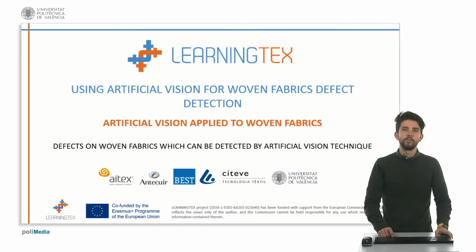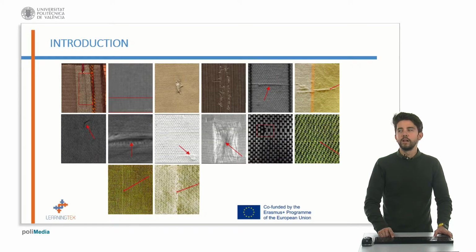Hello, once we have known the characteristics and singularities of woven fabrics, in this lesson we are going to explain the main defects that can be detected and processed by artificial vision technique. As can be seen in the images on the slide, in the textile sector, especially in the weaving process, some defects may occur, reducing the quality of the fabric.